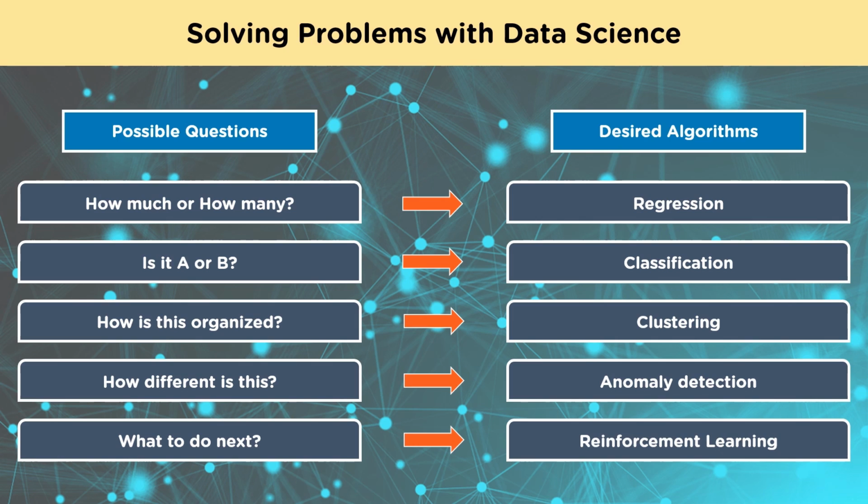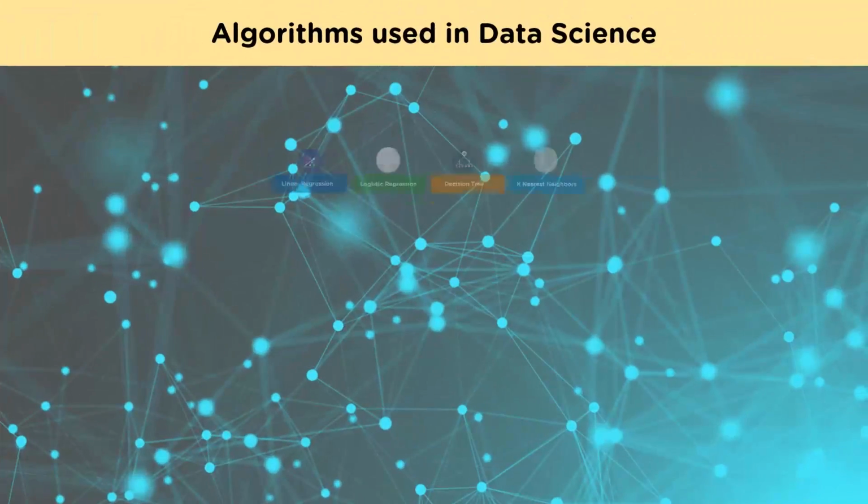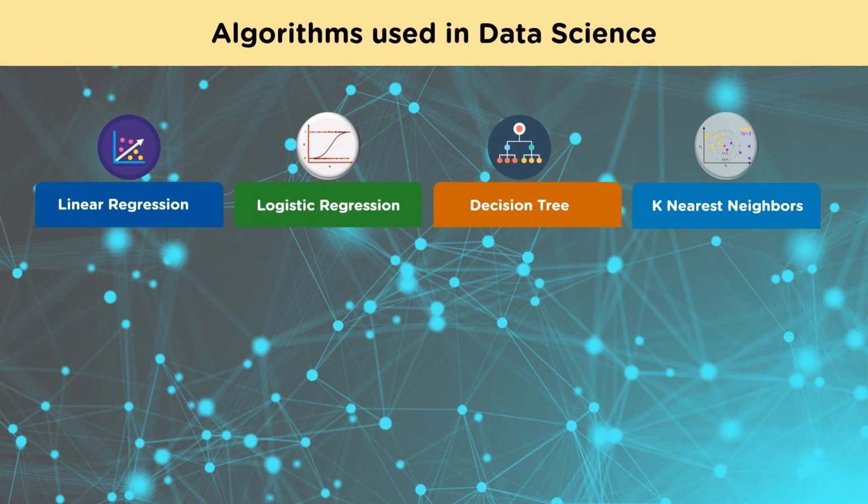They start figuring out a way to solve new problems as they occur. And of course in robotics, reinforcement learning is one of the biggest growing fields. Algorithms used in data science: linear regression, logistic regression. When you're looking at both of these, think numbers.